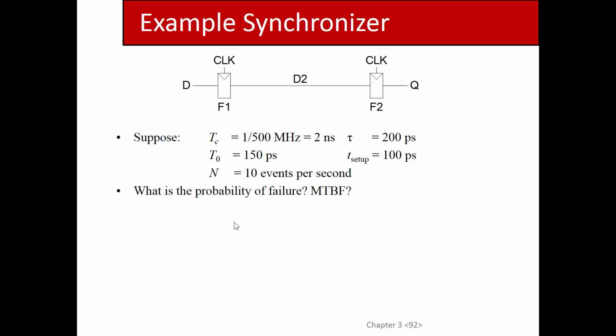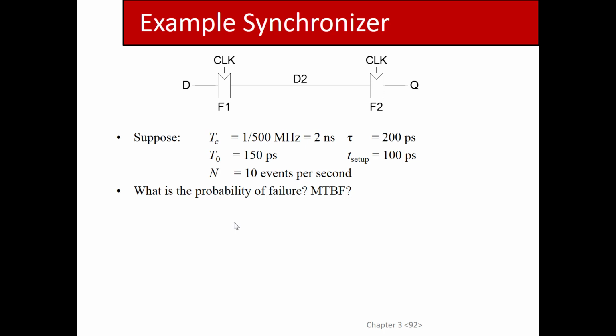OK, so here's an example of that. Here we have a synchronizer. We've got a 500 megahertz clock, meaning that our TC is 2 nanoseconds. We've got our T0, 150 picoseconds. Where'd that come from? That's just a function of the technology. That comes from the fab.